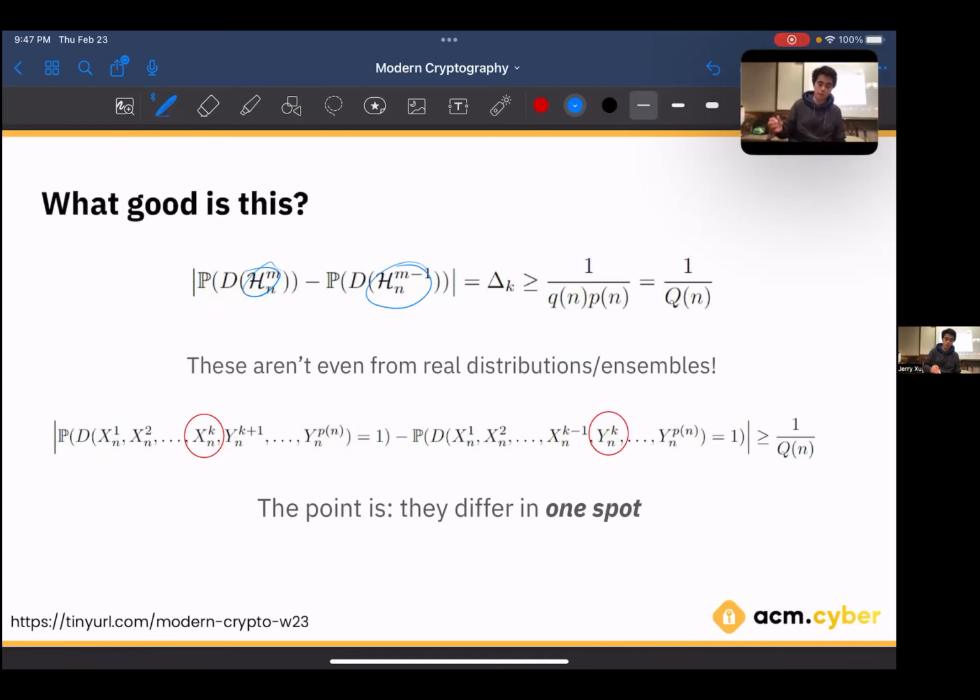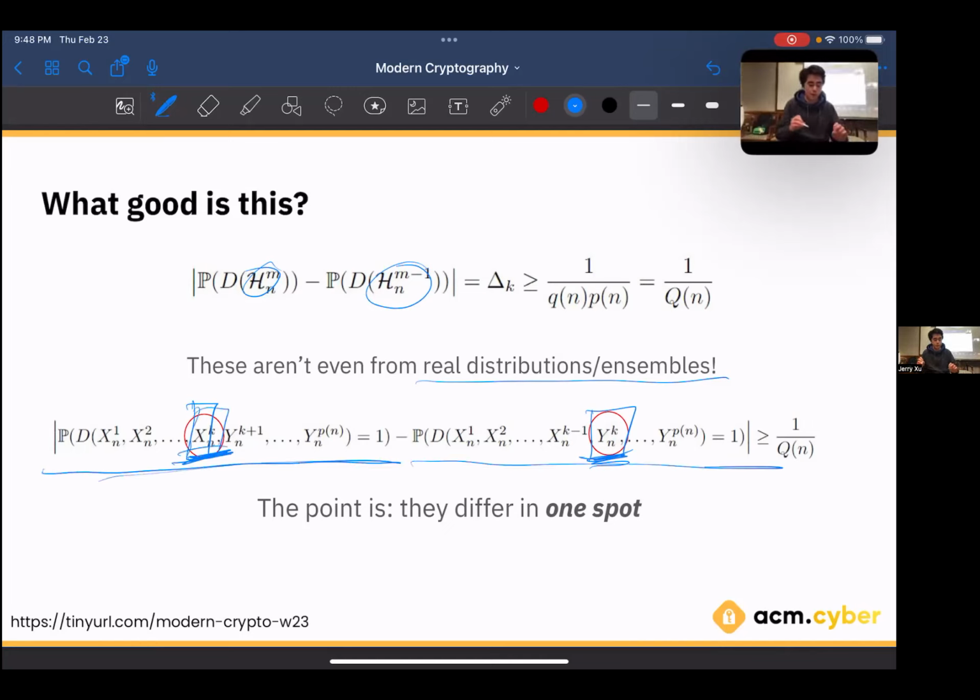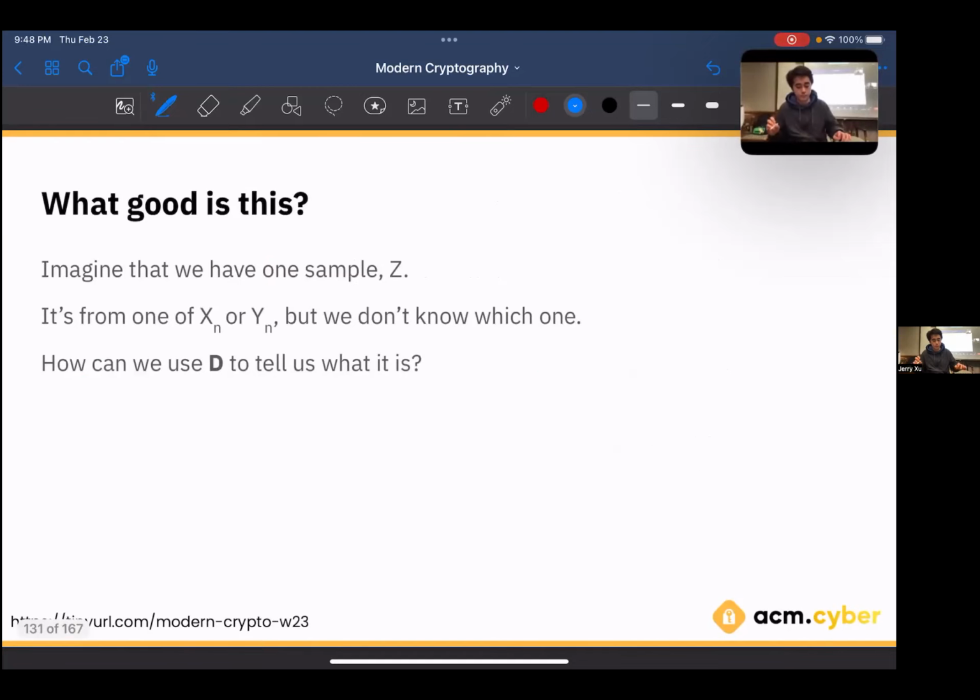So we're not worried about them being distributions. The point is that they differ in only one spot, right? And so all that our distinguisher needs to focus on is this single location, right? And the only way it's going to possibly be able to tell these two hybrids apart is by focusing on this single location, right? So imagine we have our distinguisher, right?